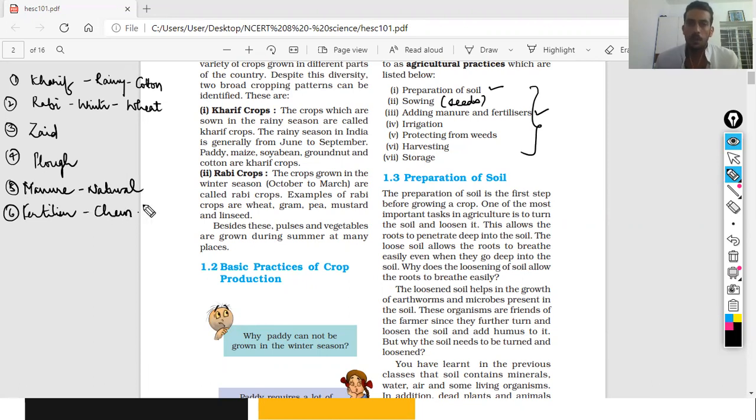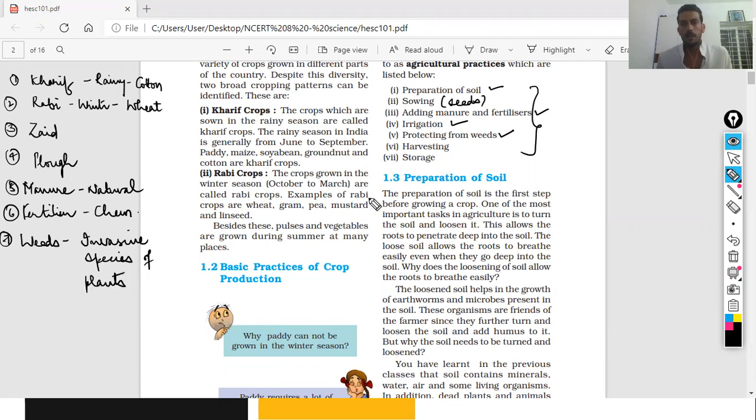Okay. And then you would be going for irrigation, which is the next step, wherein you would be watering the plant and growing the plant with water and other things required. You would be protecting your crop from weeds. Weeds are those invasive species of plants, right? And they kind of spoil your crop. Weeds are invasive species of plants, right? I hope that's understood.